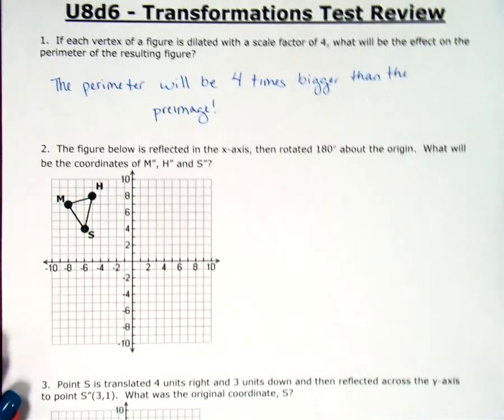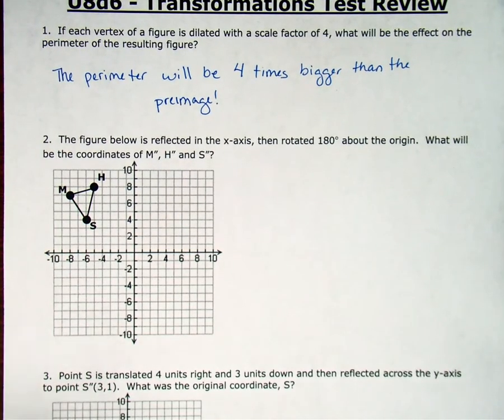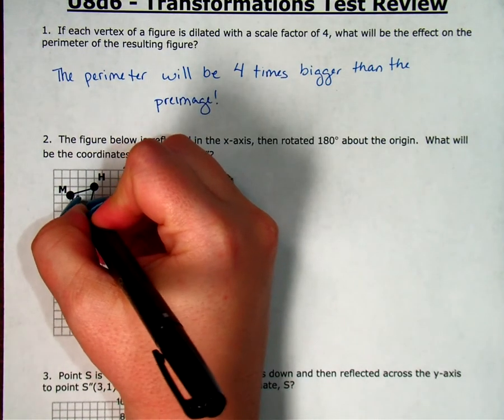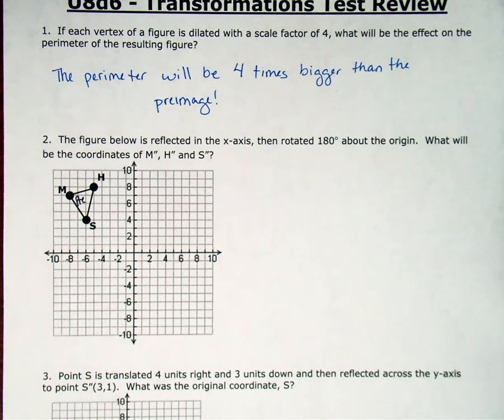Number 2, the figure below is reflected in the x-axis and then rotated 180 degrees about the origin. What will be the coordinates of M double prime, H double prime, and S double prime? So I have my pre-image here, MHS, and I want to reflect it across the x-axis, and then I want to rotate it 180 degrees about the origin.